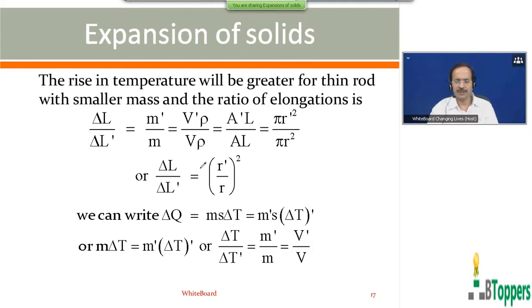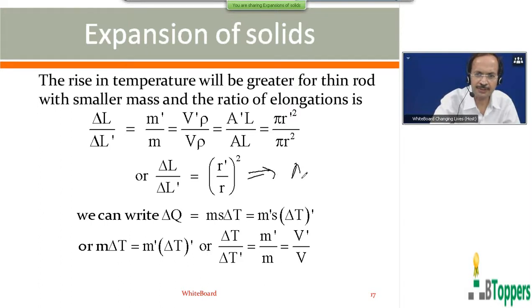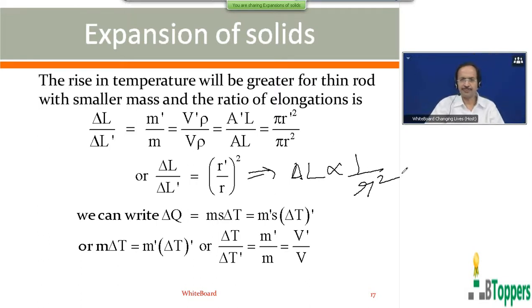But ratio of the increase in the length of first rod to the increase in the length of second rod is equal to square of the inverse ratio of the radius of cross section. That means delta L is inversely related to R square for this case. I'd like to show you one problem based on this case too.